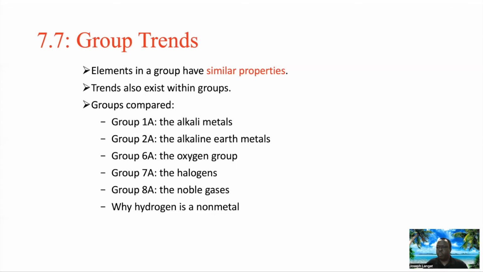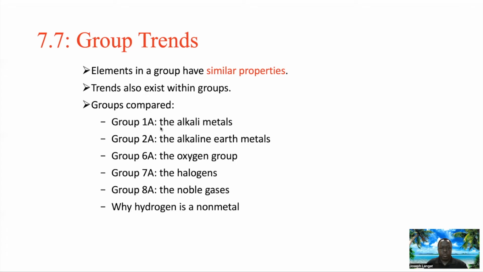Okay, let's move on to section 7.7, group trends. In this case, we will only look at the special groups. We discussed special groups when we were looking at the periodic table. Elements in a group have similar properties. Remember, groups or families share similar physical properties and similar chemical properties.